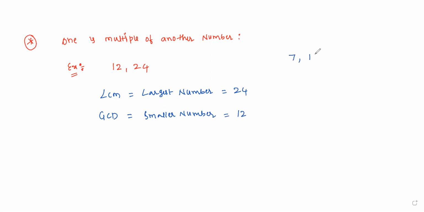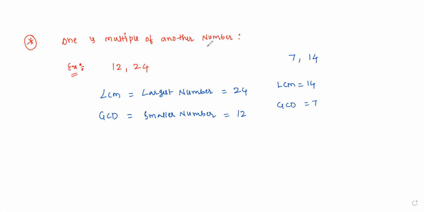Suppose you take 7 and 14. So the LCM here becomes 14 and the GCD becomes 7. So simply in this way we can easily identify what the LCM and the GCD are when one number is a multiple of the other number. So in this way we can calculate.